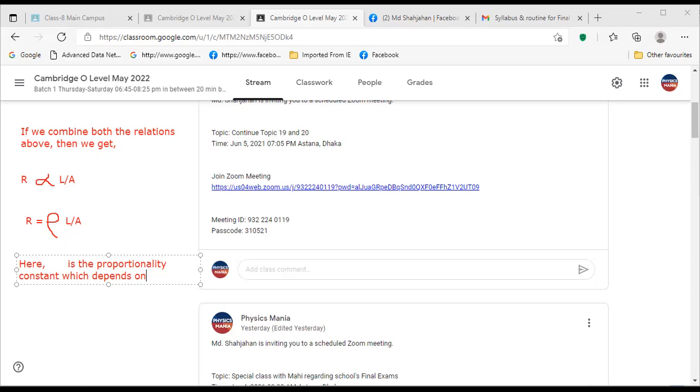Here rho is the proportionality constant which depends on the property of the material, which is known as resistivity of a conductor.